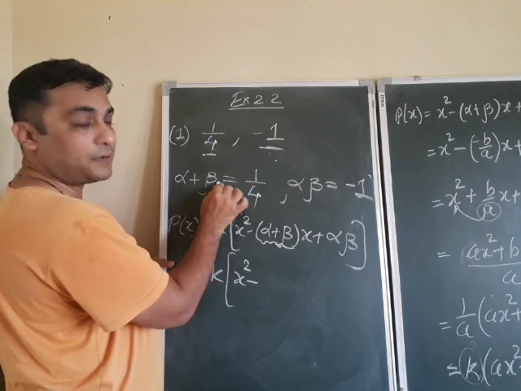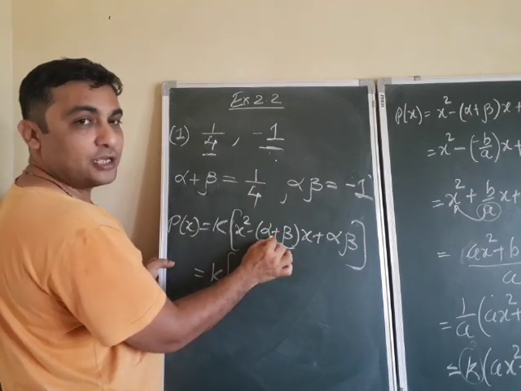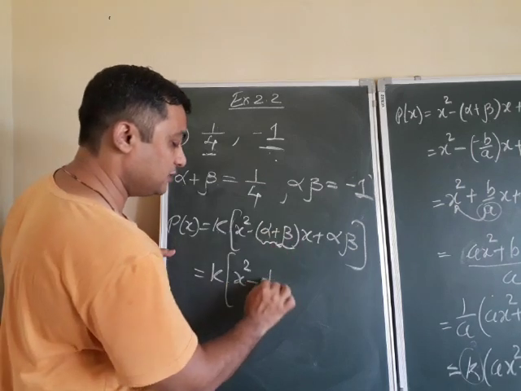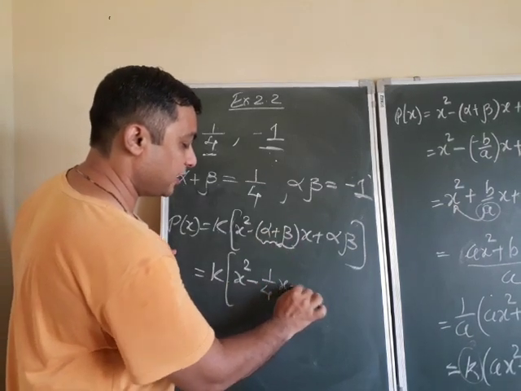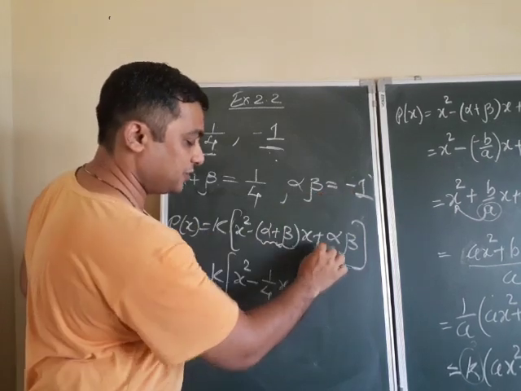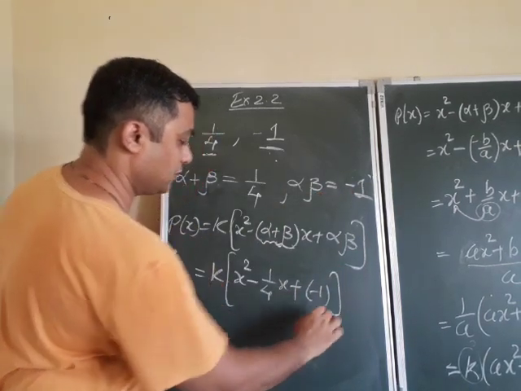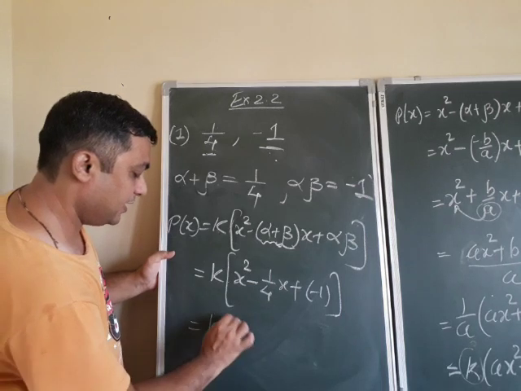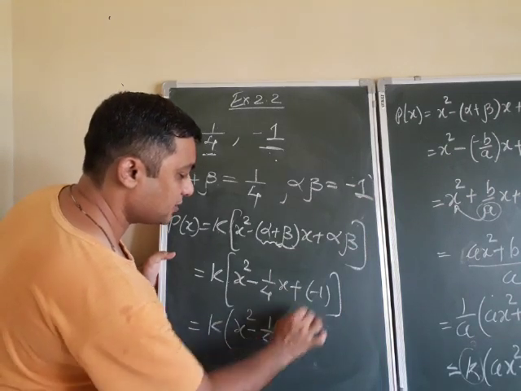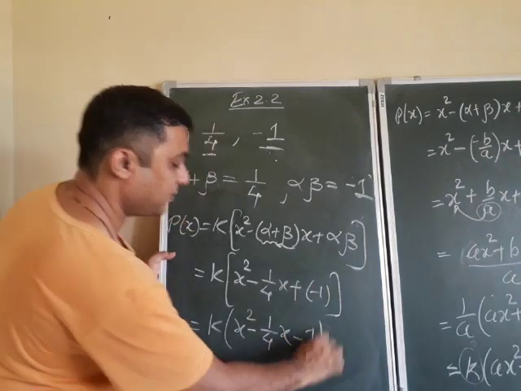What is the value of alpha plus beta? 1 upon 4. So in place of alpha plus beta, I write 1 by 4 into x, and this is alpha into beta. What is the value of alpha into beta? Minus 1. So it is equal to k in bracket x square minus 1 by 4 x, this plus minus, it is minus 1.